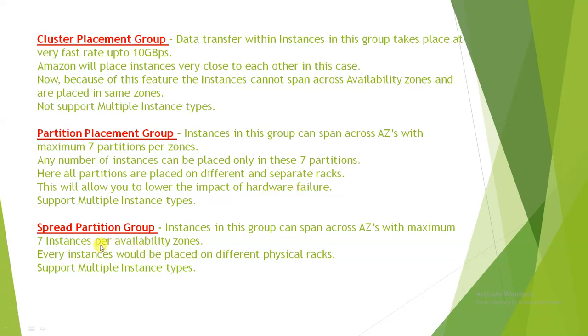Now the third group is a spread placement group. In this group, instances can span across the availability zones with a maximum of 7 instances per availability zone. There is very little difference between partition and spread, but in spread you will get 7 instances per availability zone. Like if there are, suppose, 56 zones as of now, then in every zone you can create only 7 instances. Okay, and every instance will be placed on different physical racks.